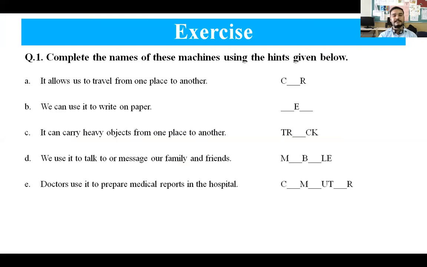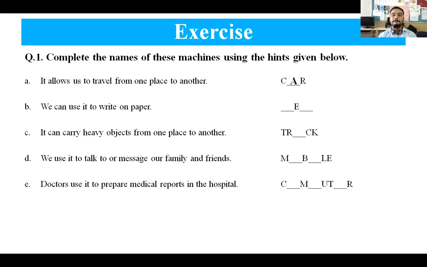So first question is like, it allows us to travel from one place to another place. And three letter word is there. First letter is C and third letter is R. So what is the second letter? And you have to add that second letter in it and you have to make the complete word out of it. So which is the thing that we use to travel from one place to another one? Yes, it is car. So which letter will come over there? A will come out. Good.